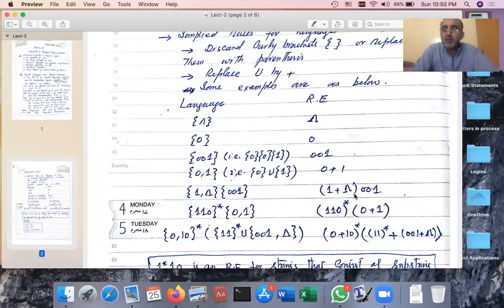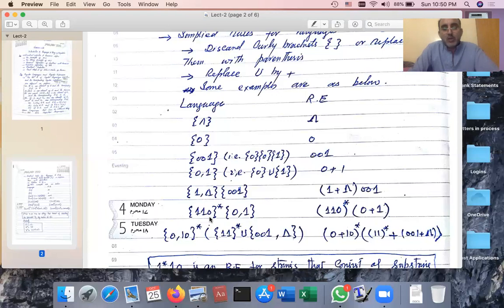Now, I will explain something later on. There is a concept here, so leave it. I will explain these things. So this is the regular expression for this language.